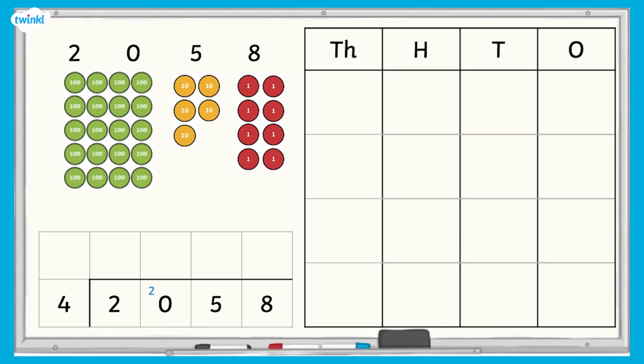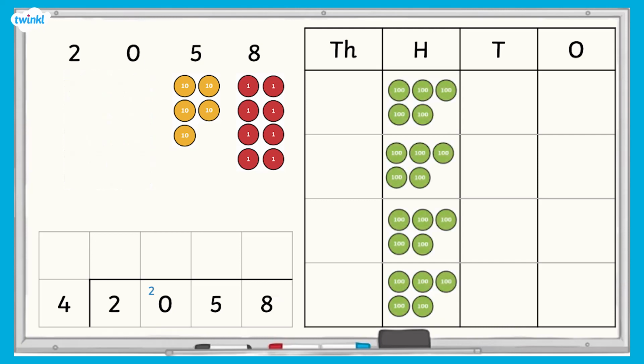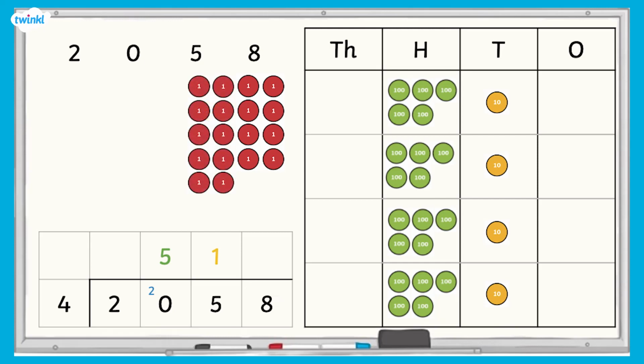Now we divide the hundreds. We have 20 hundreds, 20 hundreds divided by 4 equals 5 hundreds with none left over. We write a 5 in the hundreds column above the line. Next, we divide the tens. 5 tens divided by 4 equals 1 ten with 1 ten left over. Because there is 1 ten in each group, we write a 1 in the tens column above the line. We then need to exchange the remaining ten into 10 ones. We now have 18 ones, so we write a 1 in front of the 8 in the ones column.